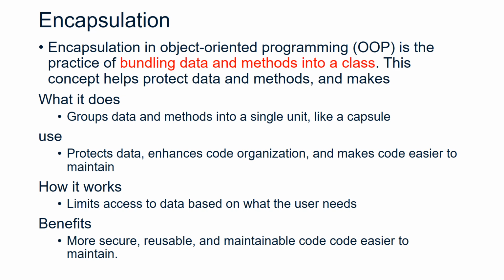Bundling of data and its methods into one class is nothing but encapsulation. It groups data and methods into a single unit. This formation is like a capsule, which is why I explained it with the diagram. What is the use of encapsulation? We can protect data, enhance code organization, and make code easier to maintain. How does it work? It limits access to data based on what the user needs. By using encapsulation, we benefit from more secure, reusable, and maintainable code.